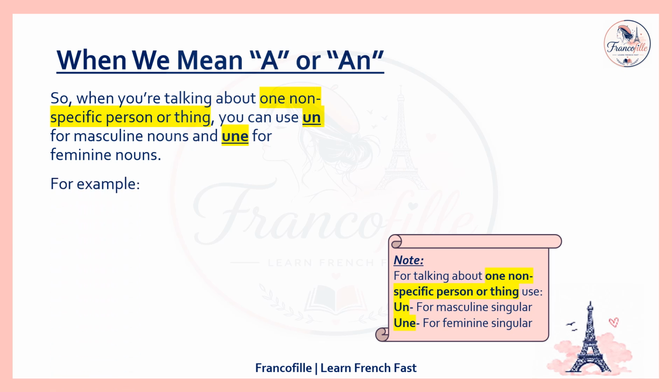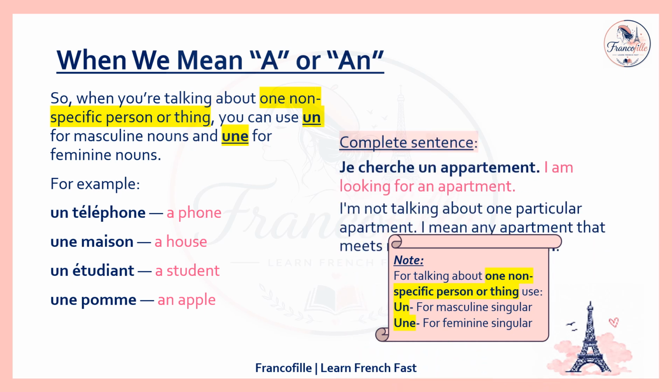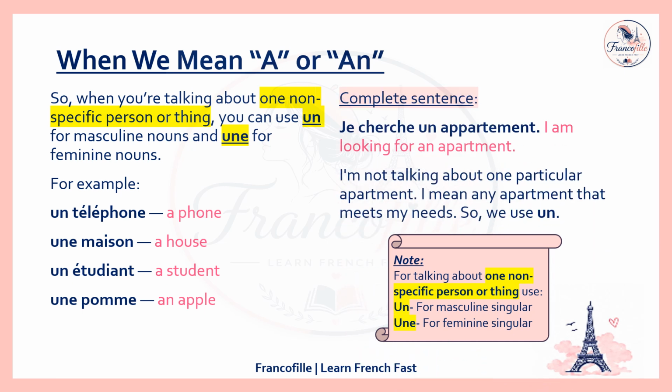For example, Un téléphone. Une maison. Un étudiant. Une pomme. Je cherche un appartement. I'm not talking about one particular apartment. I mean any apartment that meets my needs. So we use Un.